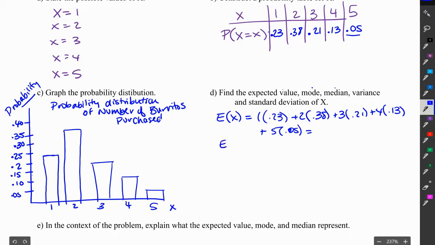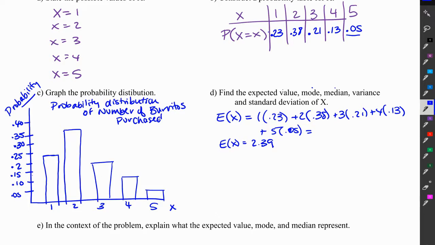So the expected value is 2.39. Now, someone can't buy 2.39 burritos, but based on the probability, we expect that the average person, like if you had 100 people come in, on average, you would sell 2.39 burritos. So 100 times 2.39, you could expect to sell 239 burritos to those 100 people if the averages work out.